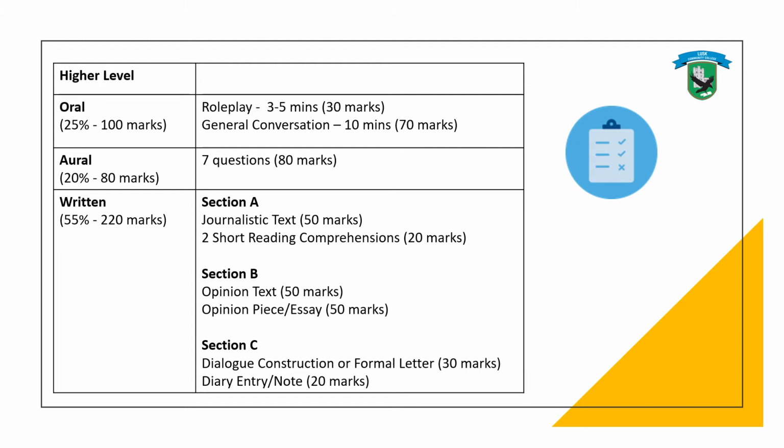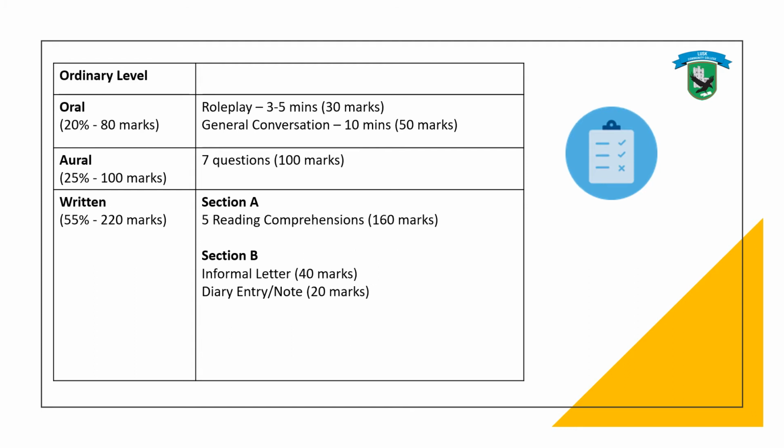Section A of the written exam includes a journalistic text and 2 short reading comprehensions. Section B is opinion-based, where they have an opinion text and must complete an opinion piece or essay. Section C includes a dialogue, construction, or formal letter, and a diary entry or note.